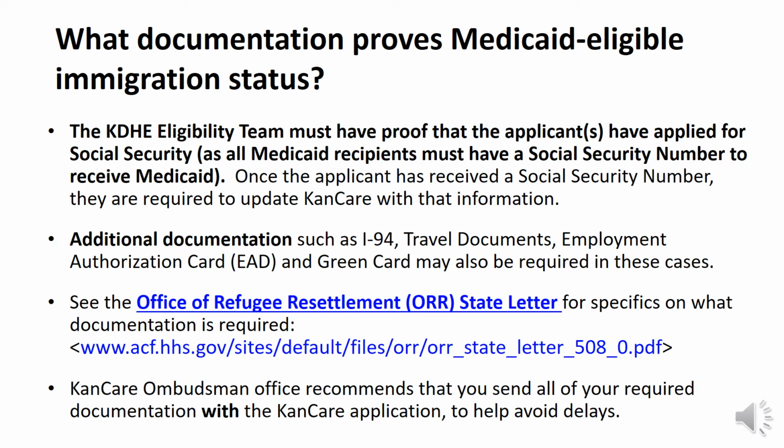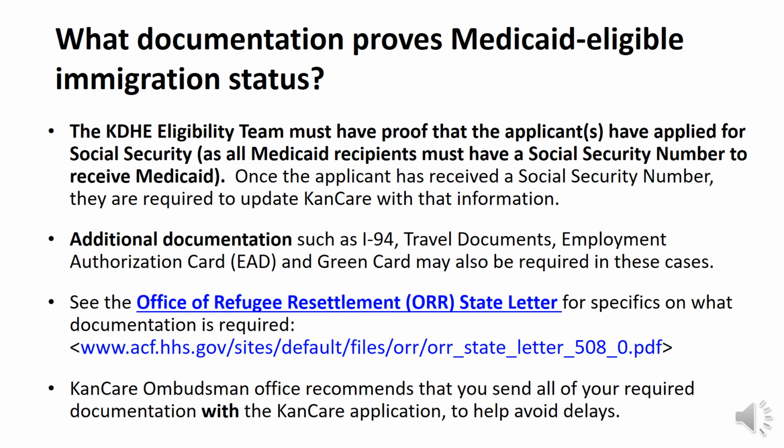What documentation proves Medicaid eligible immigration status? Remember, the KDHE eligibility team must have proof that the applicant has applied for Social Security, as all Medicaid recipients must have a Social Security number to receive Medicaid. And remember, in the beginning, it's okay to get a receipt that proves that you've applied for Social Security, but once the applicant has received the Social Security number, they are now required to update the KanCare with that information immediately. Additional documentation such as I-94, travel documents, employment authorization card, green card, may also be required in these cases.